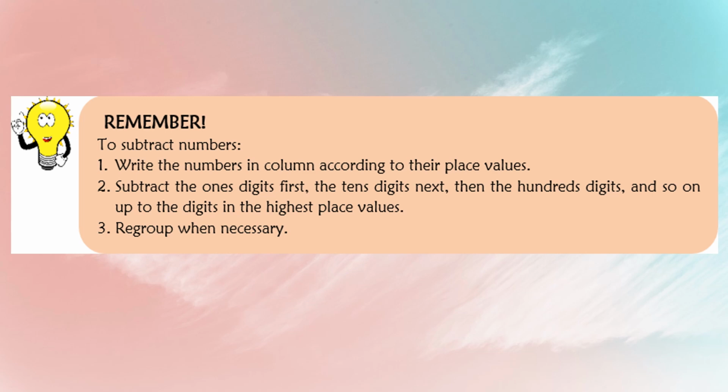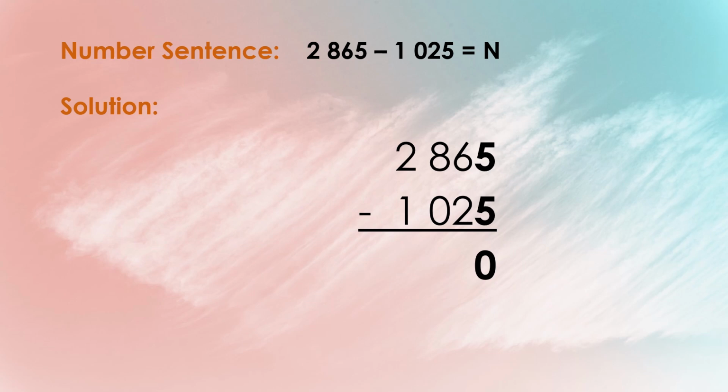There is another way of subtracting numbers through the use of column subtraction. For an easier way of subtracting numbers, simply follow the steps. Number 1. Write the numbers in column according to their place values. 2. Subtract the ones digits first, the tens digits next, then the hundreds digits, and so on up to the digits in the highest place values. And last, regroup when necessary. So now, let's have the easier way of subtracting numbers.